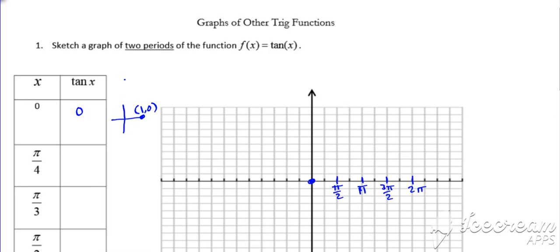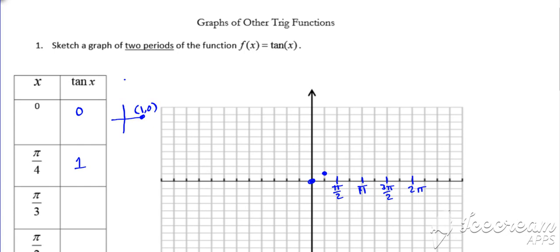Then I'm at pi over 4. Remember, pi over 4 is a 45-degree angle in conversion to degrees. So that's our 45, 45, 90 triangle. So if we do opposite over adjacent, that's going to give me 1. So I'm going to go ahead and just make every tick mark 1 unit.